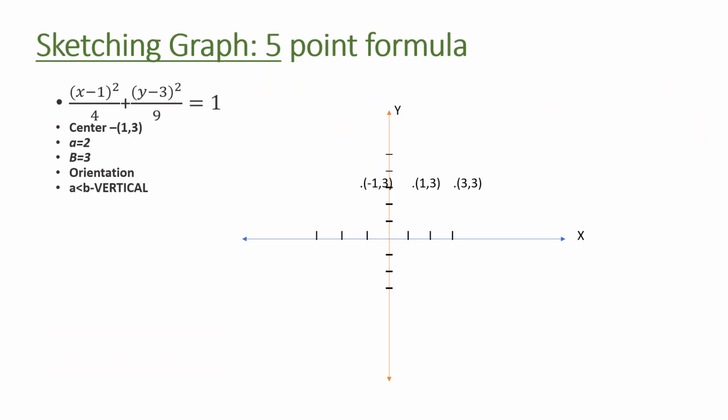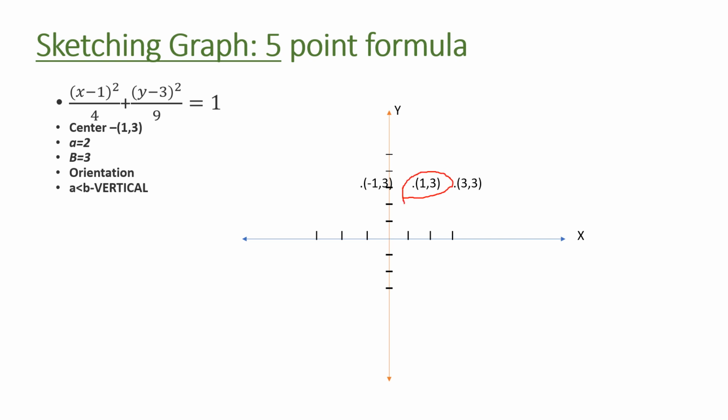Now we will understand how to sketch the graph. For that we have to follow the 5-point scheme. Which are these 5 points? These are the center and the rest 4 points will be obtained with the help of the values of a and b. So firstly, what you have to do, you have to plot the center. As we obtained here, the center is 1 comma 3.